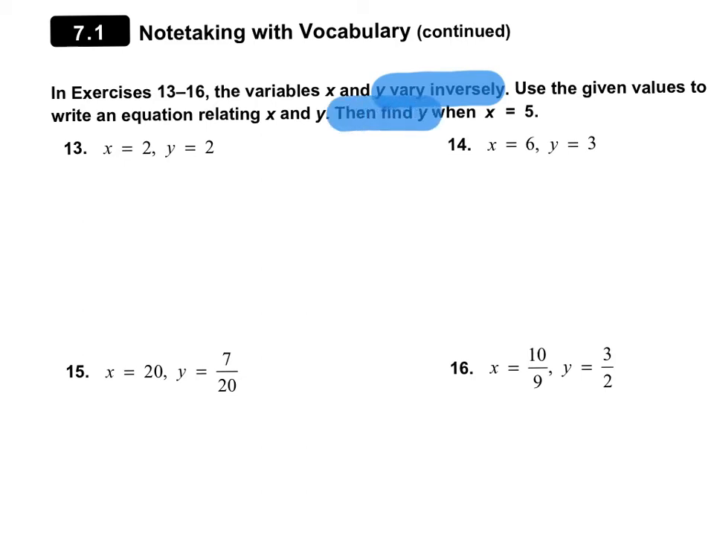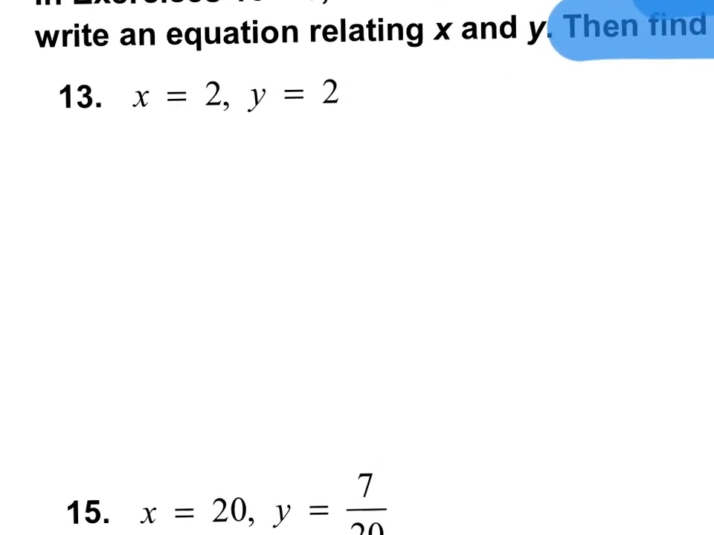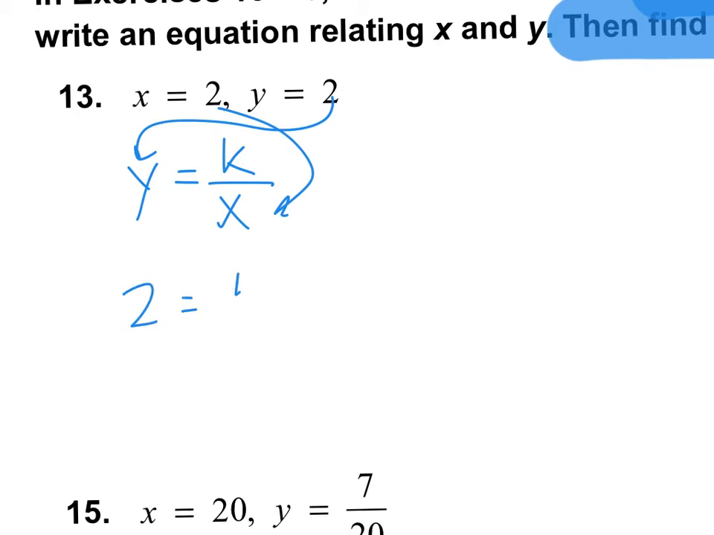Then it says to find y when x equals 5. So we're going to do a couple of these because they're really all the same. But basically I use the two numbers that they give me to find my constant, and then use the constant to solve the next part, which says to find when x is 5. So I know that this is inverse, so it's k over x. I'm just going to simply substitute these in here. So 2 equals k over 2. Multiply by 2 to get rid of the denominator. And 4 equals my constant.